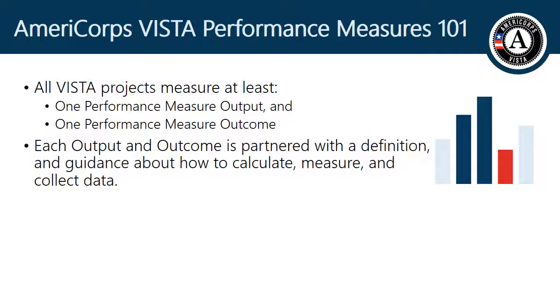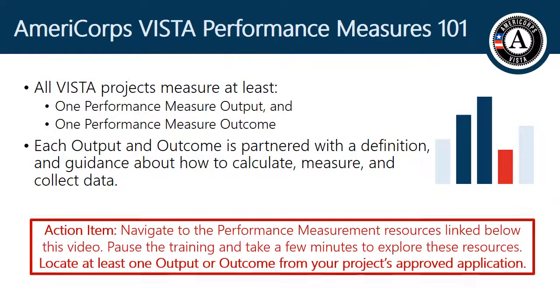Navigate to the performance measurement resources linked below this video. Pause the training video and take a few minutes to explore these resources and connect them to your project. Review the performance measurement section of your project's approved application. Try to match at least one output or outcome identified by your project's application with the resources in the links below. Then come back to resume the training.